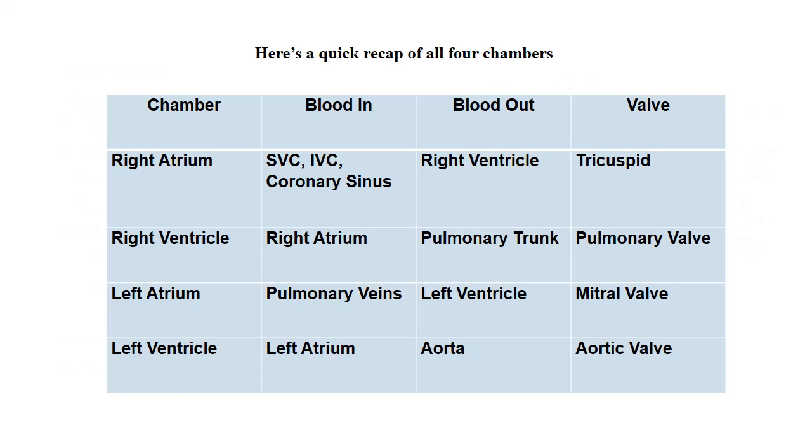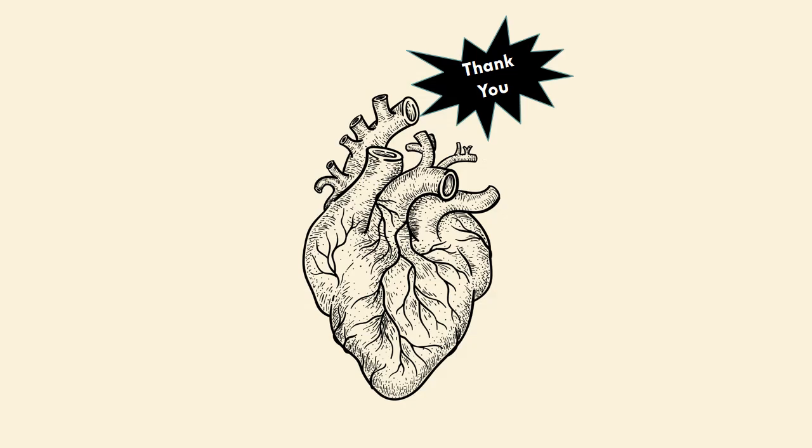To summarize, the heart's strategic location, distinct chamber structures and directional flow ensure continuous circulation of blood. Understanding these anatomical basics lays the groundwork for learning cardiovascular physiology and pathology.